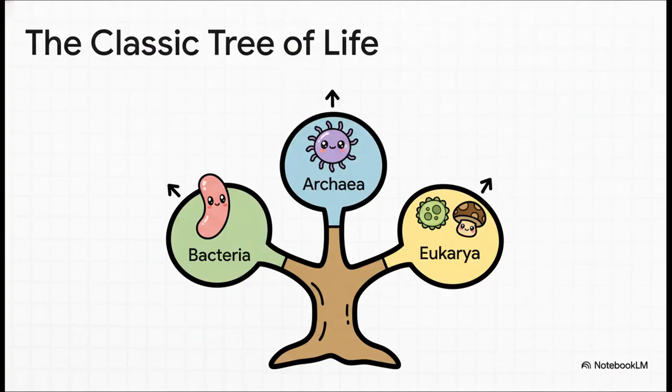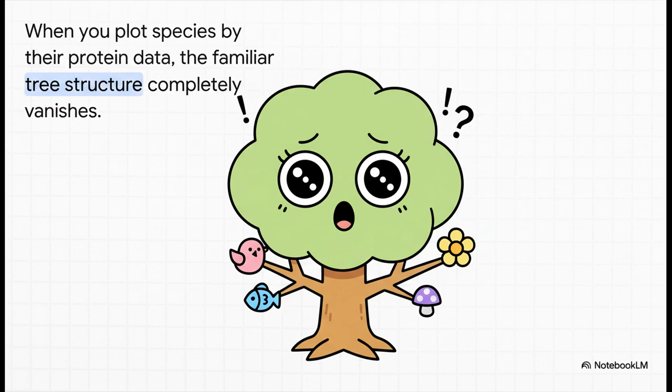Okay, so first, here's our old friend, the classic phylogenetic tree. You've got the 3 big branches, bacteria, archaea, and eukarya, all sprouting from a common root and just branching outwards and upwards. It's a story of simple, linear progress. We thought life looked like this. But the amazing thing is, when you take that protein data and plot it out, that tree shape just dissolves, it vanishes. What you get instead looks more like this.